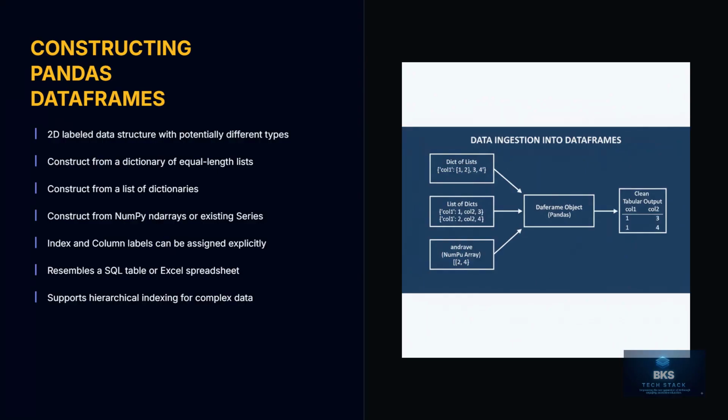The data frame is the workhorse of Pandas. It is essentially a collection of series objects that share the same index. You can construct a data frame in numerous ways, providing flexibility for different data sources. A common method is passing a dictionary of equal-length lists, where keys become column headers and values become the rows. Alternatively, a list of dictionaries can be used, where each dictionary represents a row. Data frames support heterogeneous data, meaning one column can hold integers while another holds strings. This structure allows for complex data manipulation that mimics the functionality of SQL tables or Excel spreadsheets, but with the programmatic power of Python.